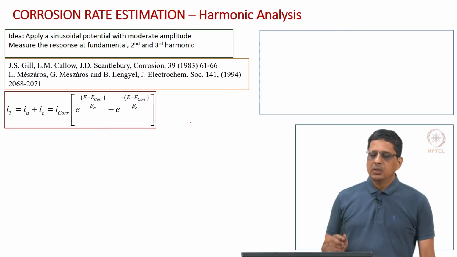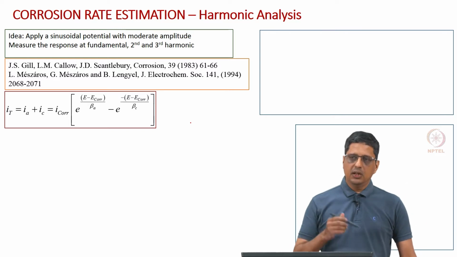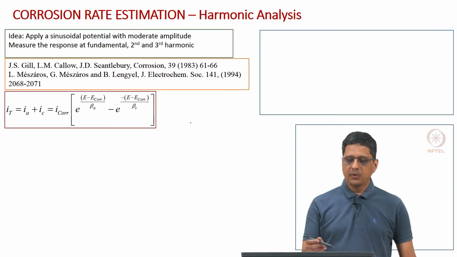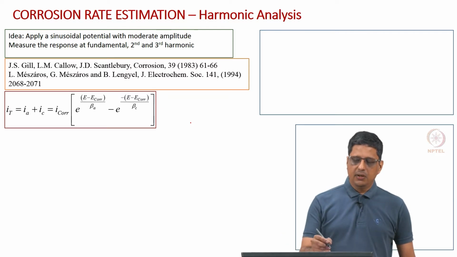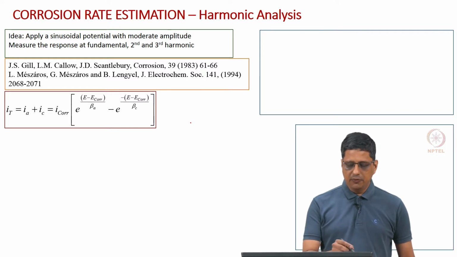Okay. What if we apply a little larger sinusoidal potential, moderate amplitude, and measure the response at second and third harmonic? If you apply a large amplitude perturbation, you will definitely get a good signal at second and third harmonic, you might get some signal at even higher harmonic. But if you apply moderate amplitude, if you assume that this equation is valid, you can do the following. Okay. This was proposed in 83 and also extended in 94.